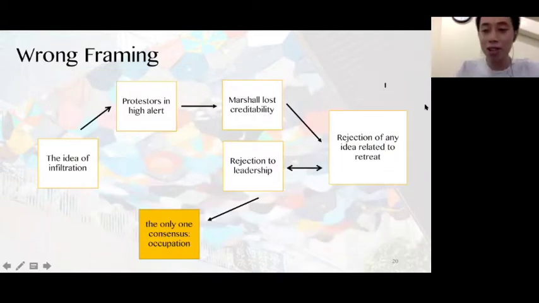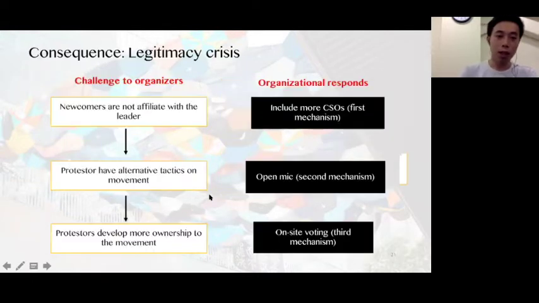So when the marshals lose their credibility, there is increasing suspicion even toward the leadership itself. And gradually, the only consensus that every protester can have is to continue the occupations. And it limits the options of tactics because no one can agree on anything else. When we have this decentralized ownership of the movement, the organizers encounter a crisis of legitimacy.